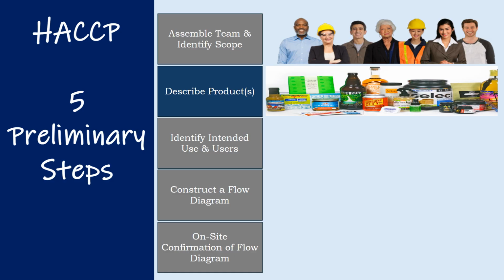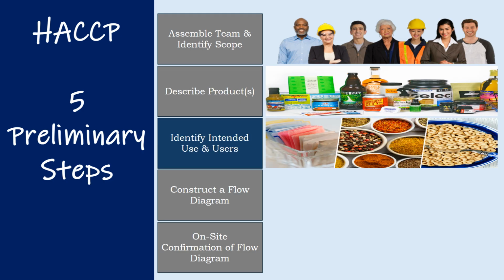Next, the team will describe the product or products to be covered in the plan. This includes, at a minimum, detailing the product's composition, processing methods, packaging, and storage requirements. The third step is to identify the intended use of the product and users. This refers to how a food product is meant to be used by the end consumer. It includes specifying the types of food it will be used with, the conditions of use, like temperature or duration of contact, and the target consumer group.